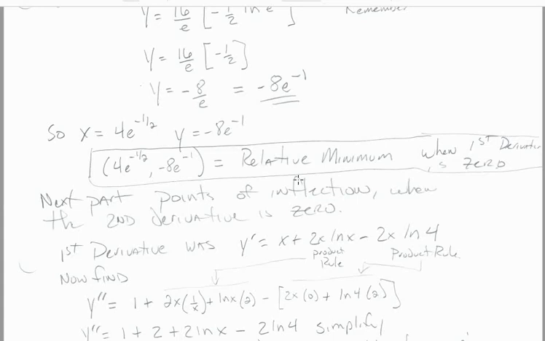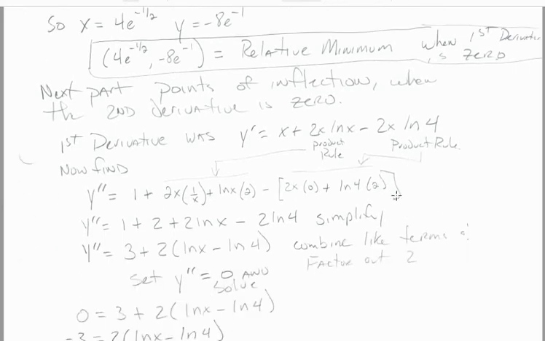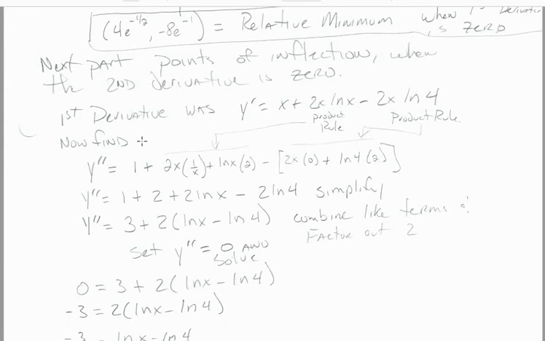So that's taking the first derivative, setting it equal to 0. Now we want to find points of inflection, concavity, and those sort of things. So now we're going to find the second derivative. So we're going to take that first derivative, which was x plus 2x natural log of x minus 2x natural log of 4. So we're going to take the derivative of that and set it equal to 0.